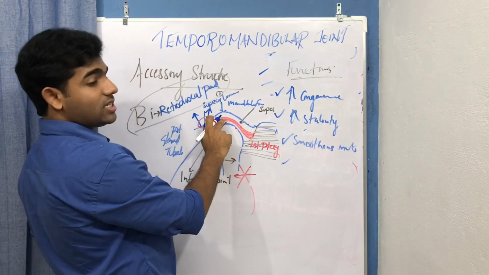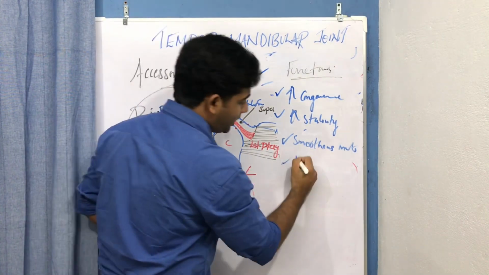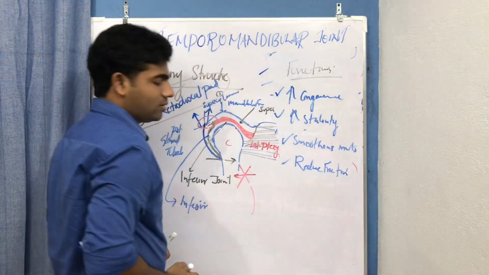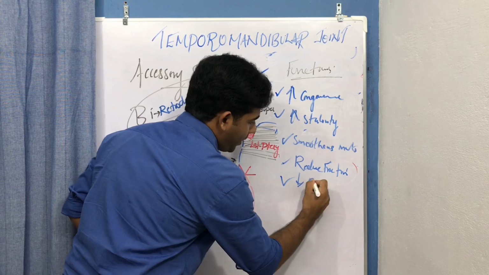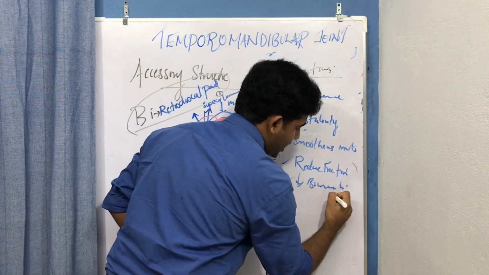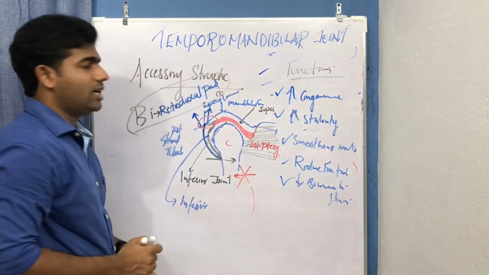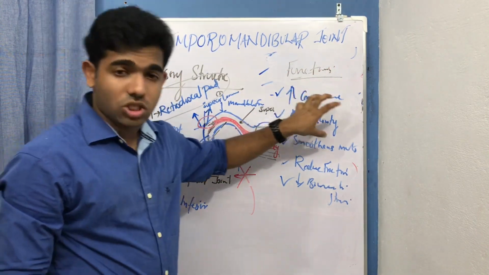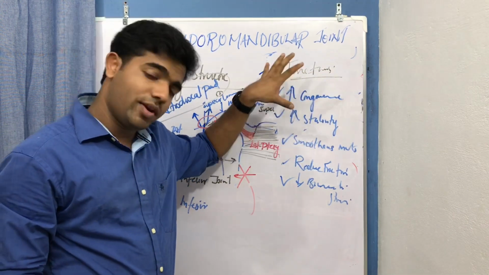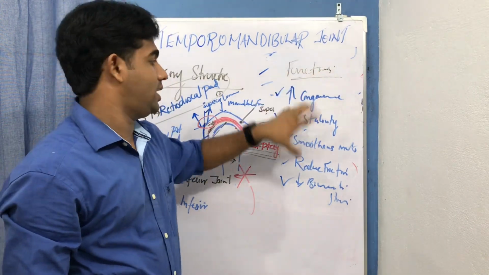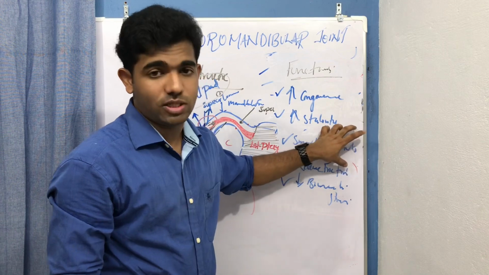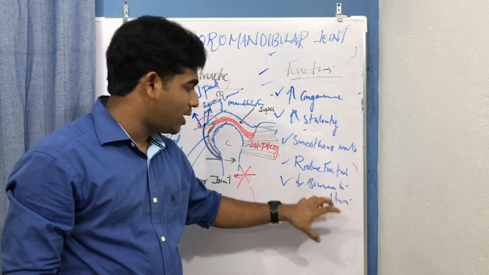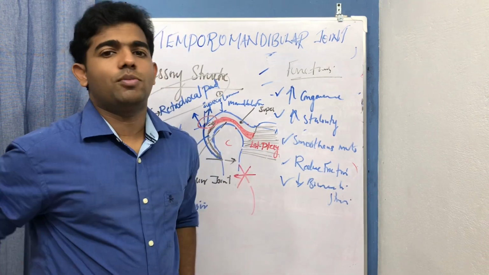And you know, it is a disc, so bone-to-bone contact is not there. Therefore, it reduces friction, and also reduces biomechanical stress. Very good. So let us see the functions. It increases the congruence. It increases the stability. When congruence is increased, stability increases automatically. And it smoothens the movements of the temporomandibular joint. It reduces the friction, and finally, it reduces the biomechanical stress inside the temporomandibular joint.